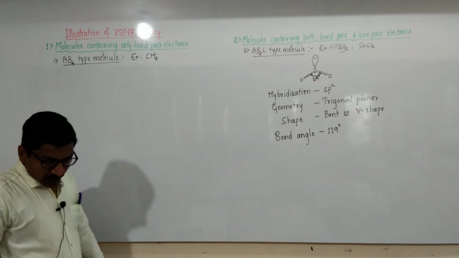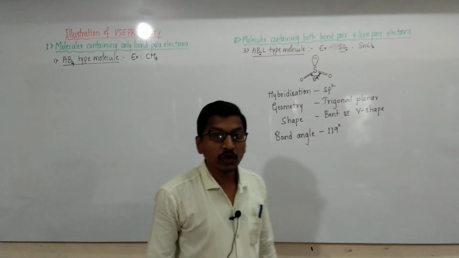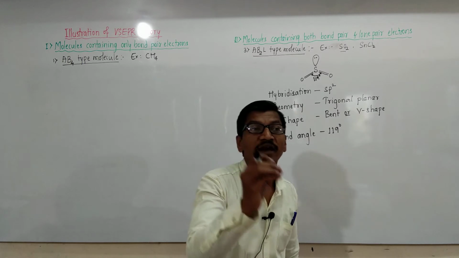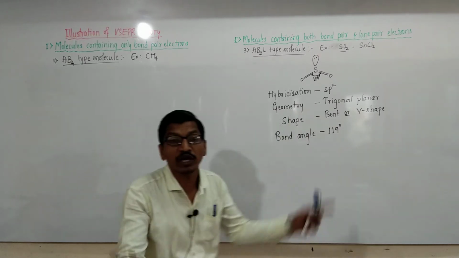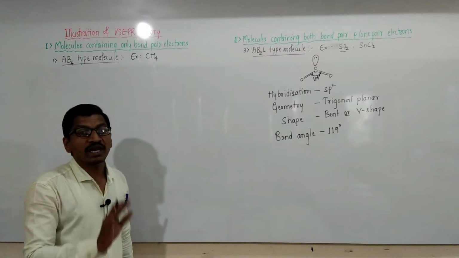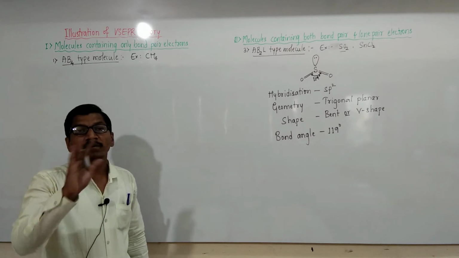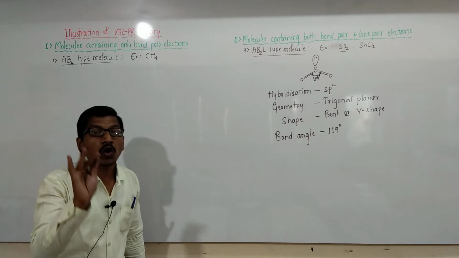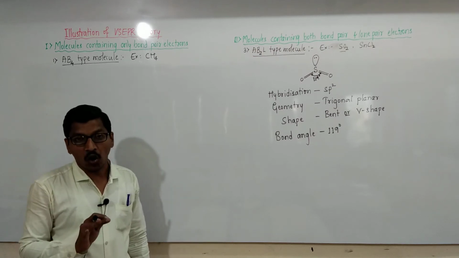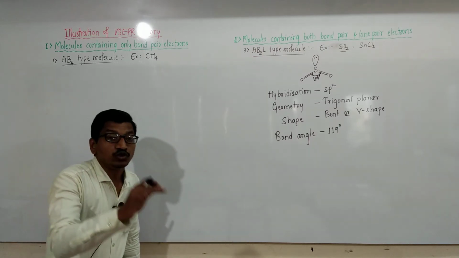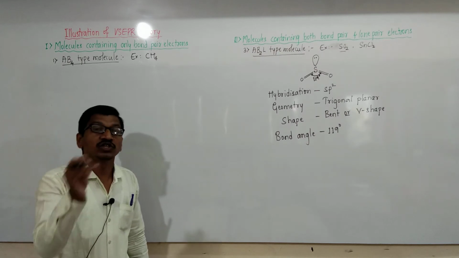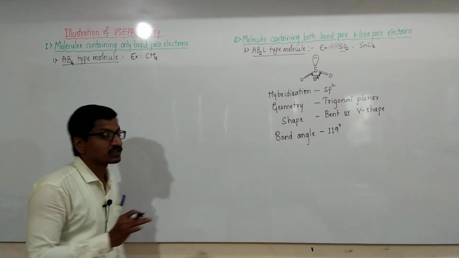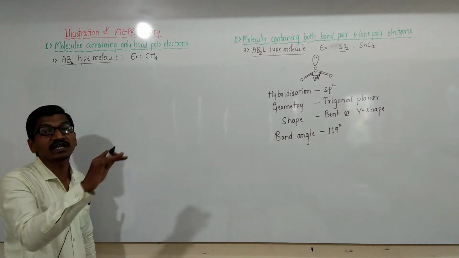CH4. In this, the CH4 molecule containing central atom is carbon, and which is surrounded by only bond pair electrons, and these four bond pair electrons are directed towards the four corners of regular tetrahedron, and its geometry is tetrahedral, shape is also tetrahedral, and bond angle is 109 degree 28 minutes, and hybrid state of central carbon is sp3.